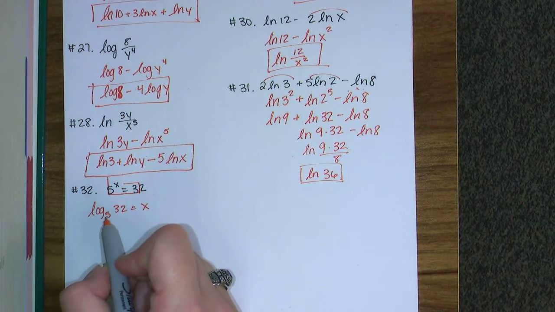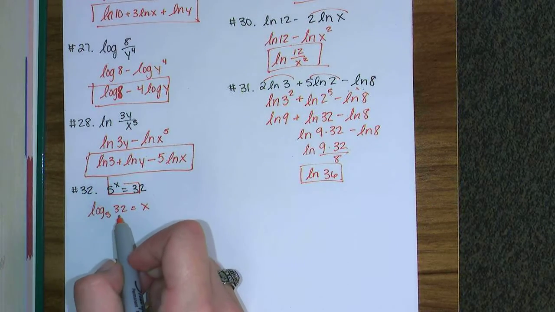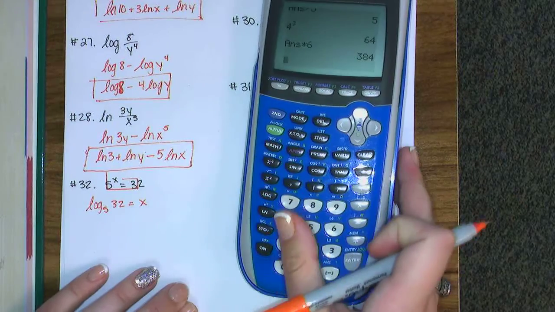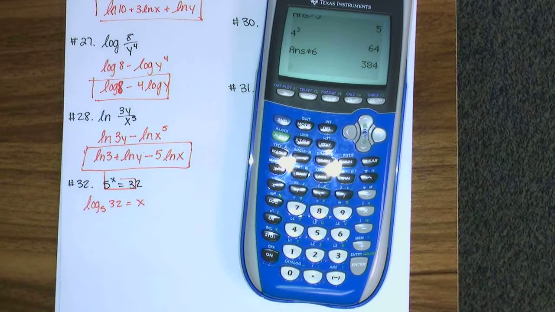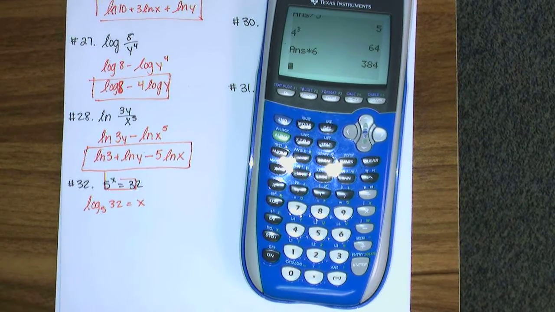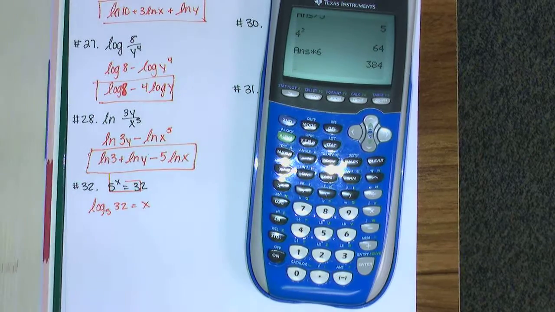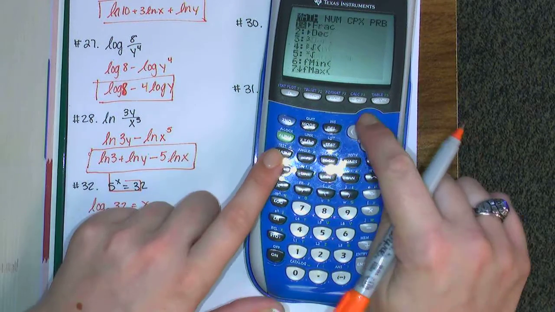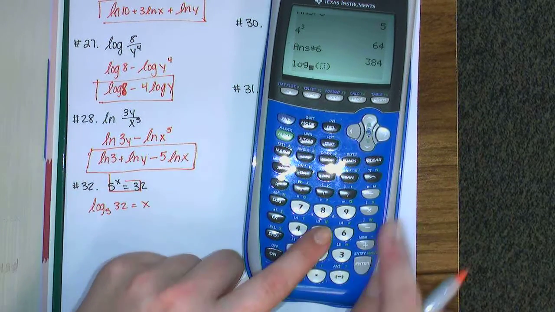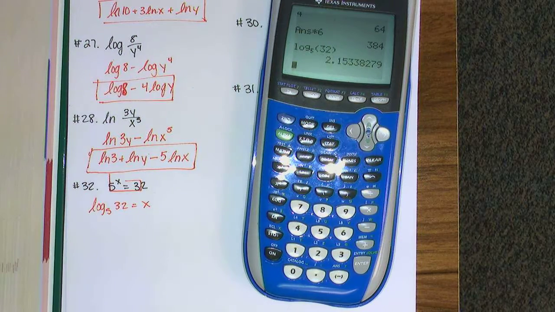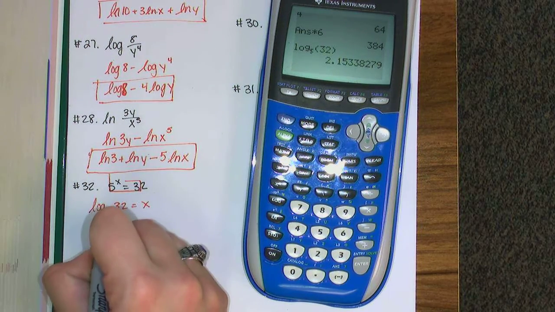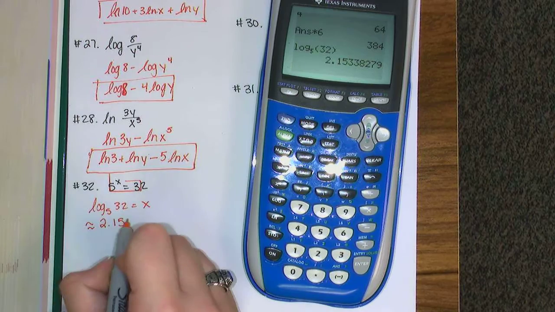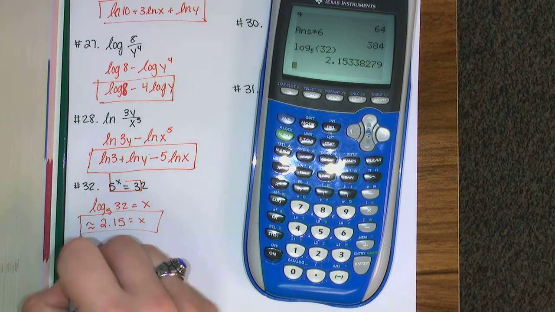So now I can type this into my calculator. Sorry guys, my book keeps falling off and I don't know why. Today of all days it's decided to fall off a lot. Okay, so remember, we go to math, up arrow to log base. 5 of 32 comes out to be 2.15 approximately, which is equal to x, which is my answer, but I still need to check it.